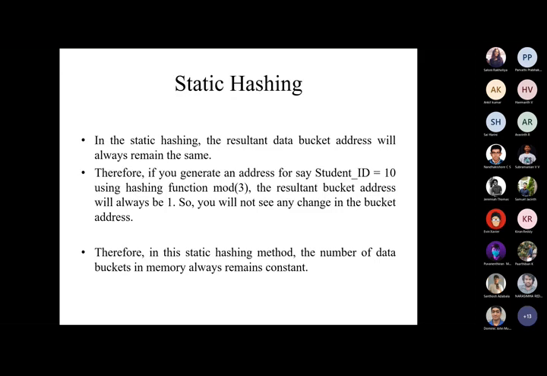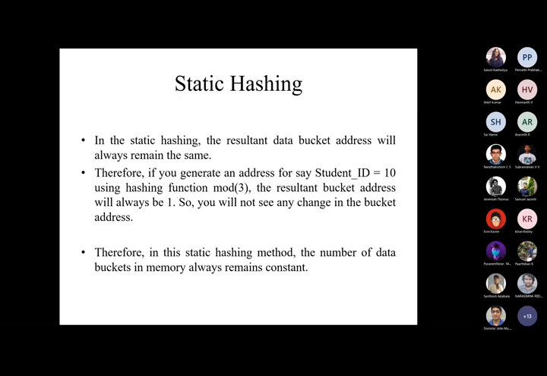So we have different types of hashing, namely static hashing, dynamic hashing, and so on. In static hashing, the resultant data bucket address will always be the same, right? Whenever you apply static hashing, the resultant bucket address, which contains the block of records, will always remain the same. So for example, you generate the address for any student with ID 10, right?